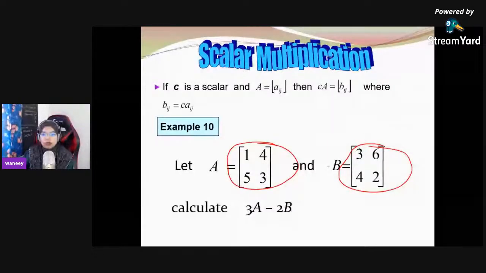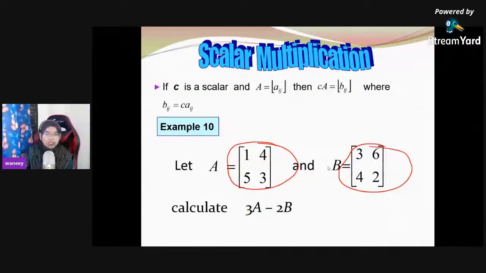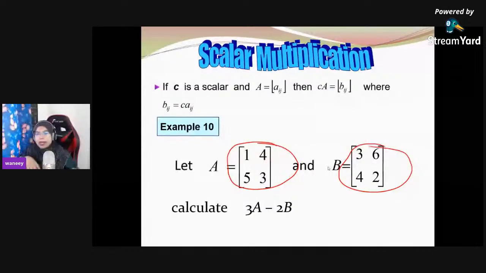Okay, so we got to do it one by one. So untuk A, setiap satu elemen darab dengan 3. Untuk B, setiap satu elemen darab dengan 2. And then we minus them. Okay, so I'll give you another 2 minutes for you to solve this. So 2 minit. Cuba try. Dapat apa jawapan?